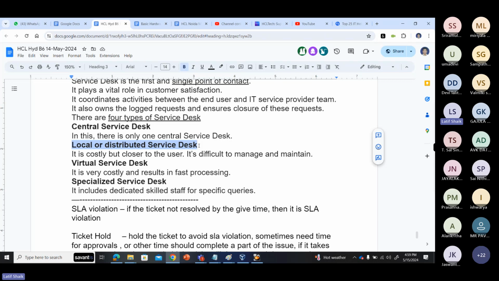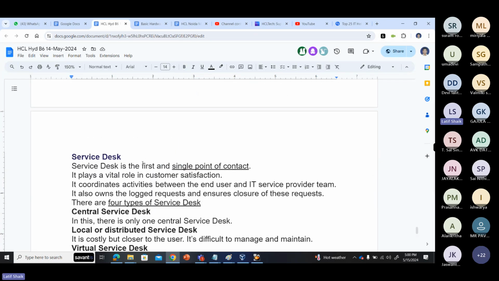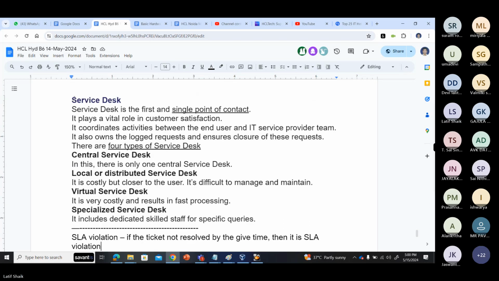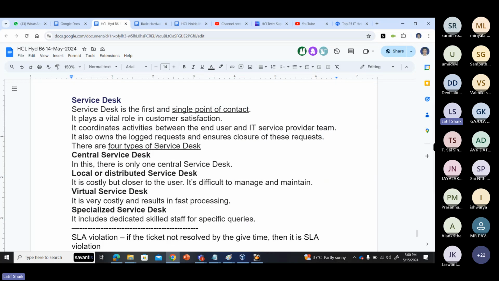Specialized service desk. Depending upon the project, I deploy people with specific skill sets into the service desk for supporting specific types of queries only. So a specific set of skilled people is required for that. Okay, this is about a service desk.